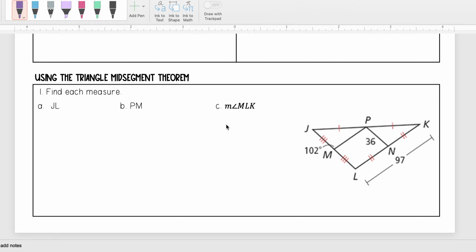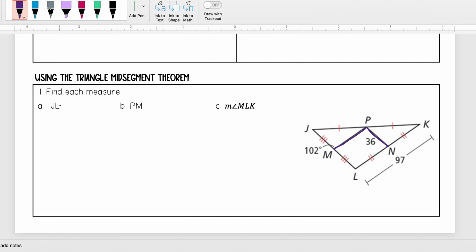So now let's go ahead and practice using the triangle midsegment theorem to find different measures. Looking at this first one, I want to find 3 different measures given this figure. I see in this figure that I have 2 different midsegments. I see that MP is a midsegment since M is a midpoint and P is a midpoint. And I see that PN is a midsegment.